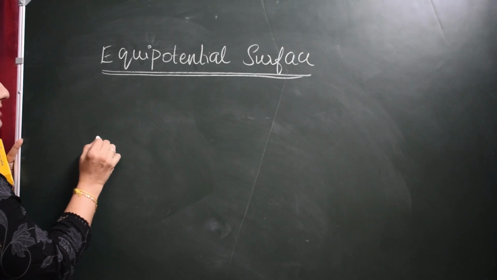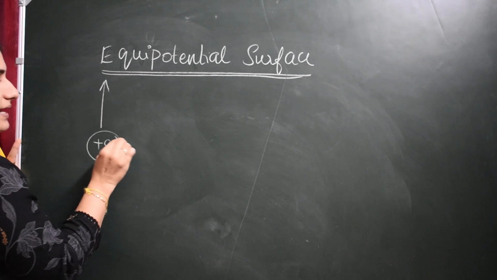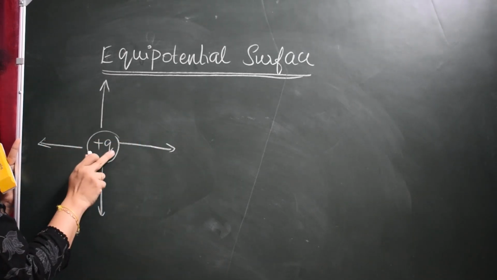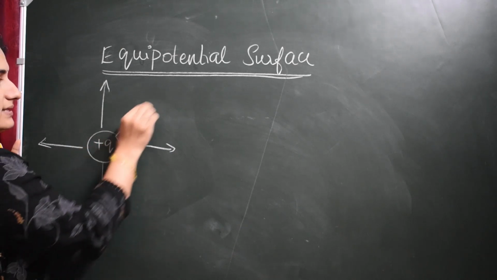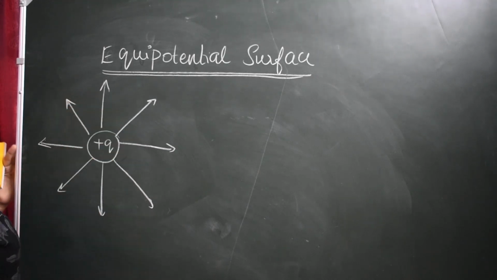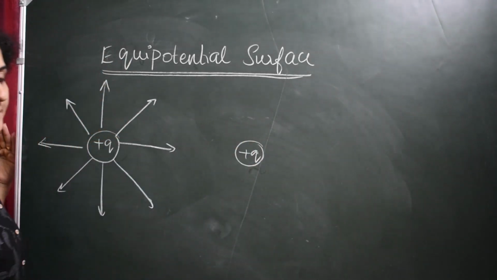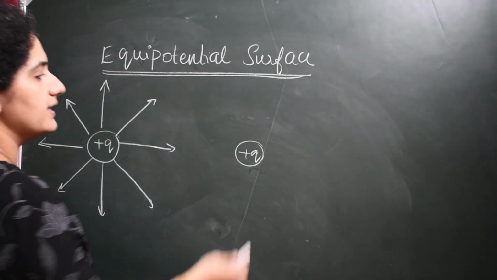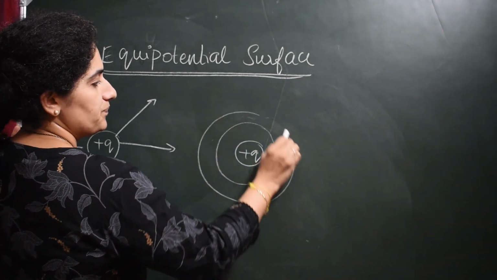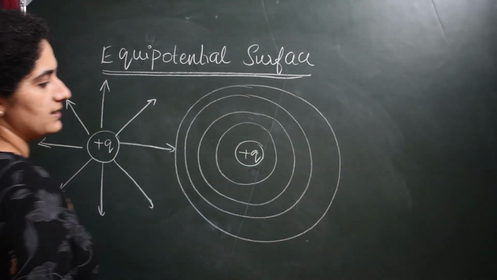So for the point charge, if I consider plus Q, how is the electric field? Electric field is in this direction, which is moving away. If it is minus, it was moving towards this charge. So here it is in this direction, outside, moving away from the point charge. For the same point charge, if I want to represent the equipotential surface, it will be like this, the concentric circles.